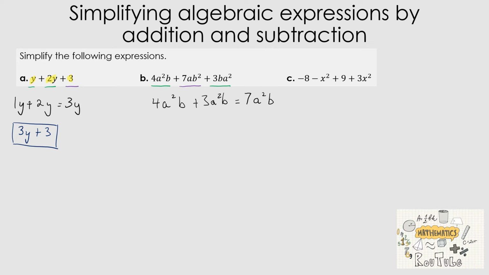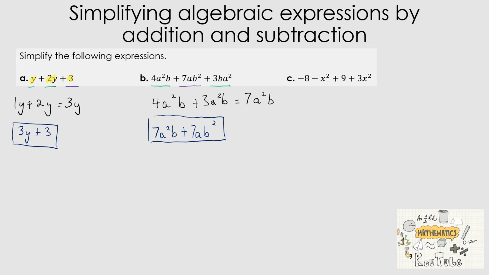And then just like we did before, we can't join the purple term, the second term, the one we underlined in purple, so we just add that to our answer. So we've now got 7a squared b plus 7ab squared. Bit of a tongue twister, but we can't add them together because they are not like terms. So there's our finished product.